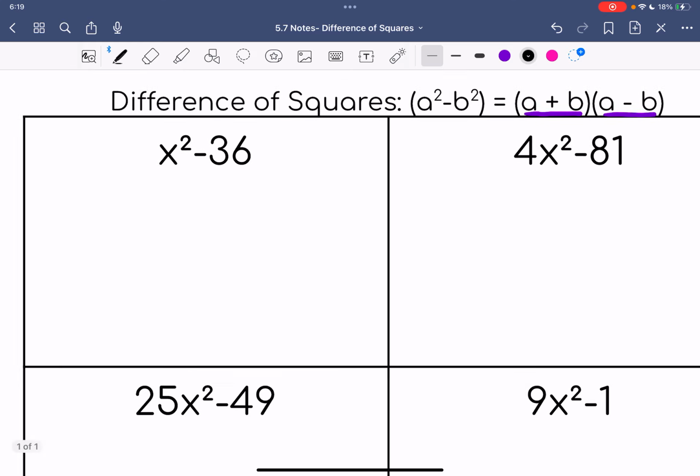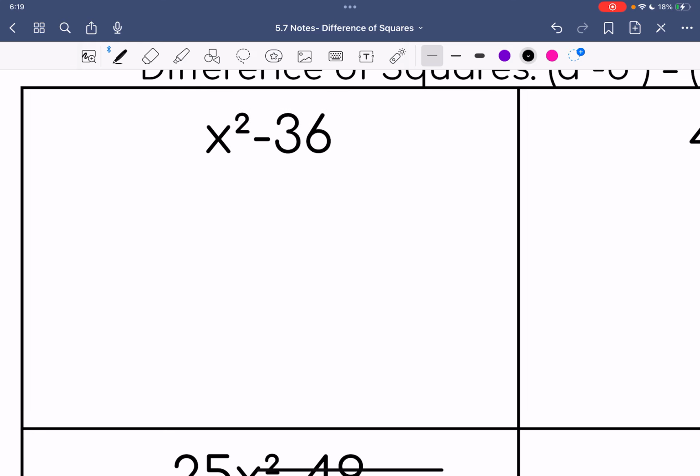Okay, back to here, let's look at our examples. So we've got x squared minus 36 as our first example. The first thing that we're going to look at is x squared is what squared? And x squared is just x times x. So I'm going to write down over here that a equals x. And then b is what squared is 36. So 36 is just 6 squared.